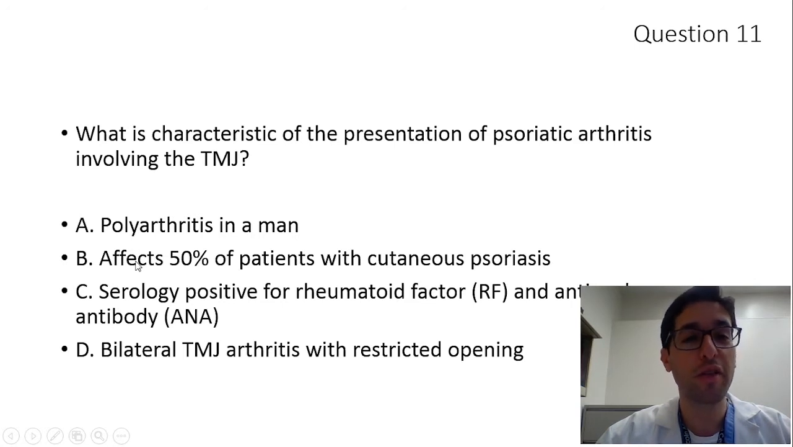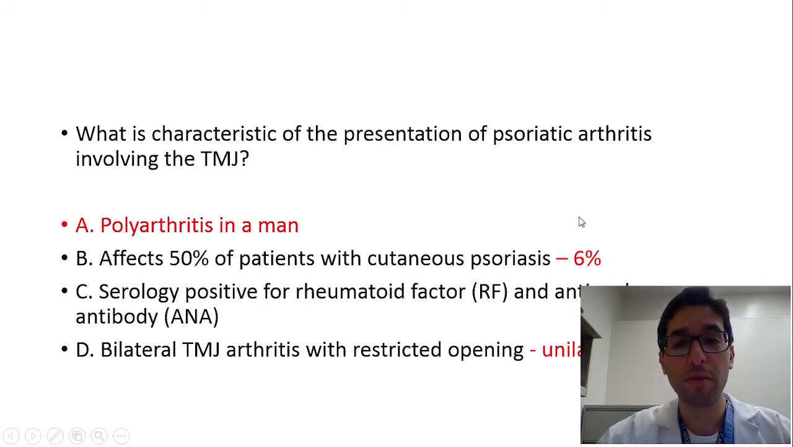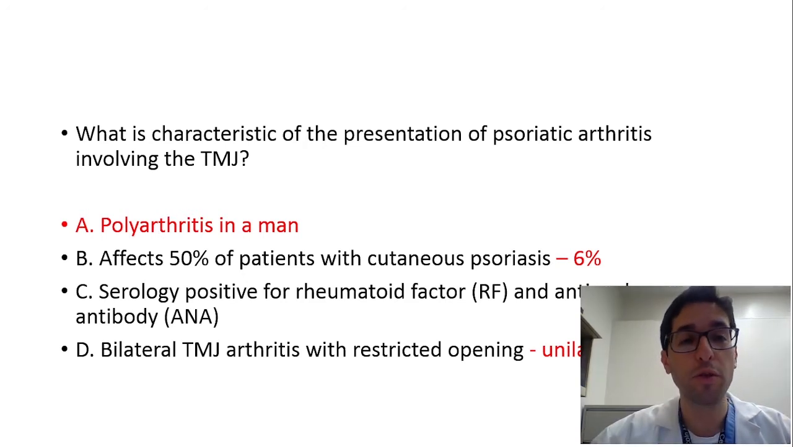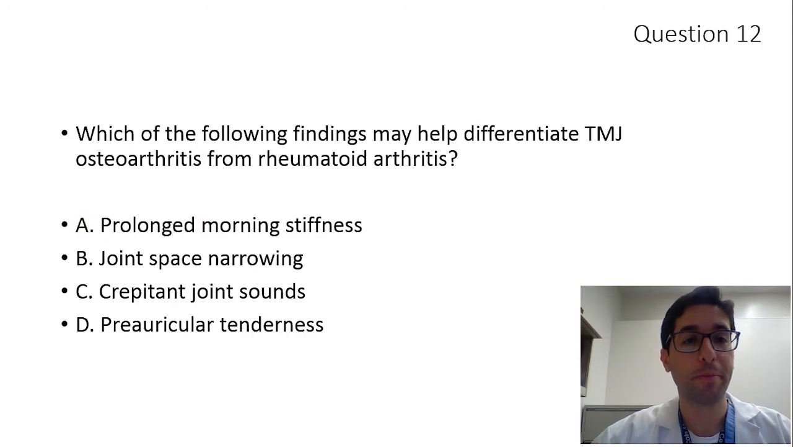B is completely to throw you off and maybe seems right if you're not familiar with that, but the right answer is polyarthritis in a man. So, like I said before, it's only 6% with cutaneous, so that was clearly to throw us off. And then D also was a little bit to throw us off because it's not bilateral, it tends to be unilateral. It tends to be polyarthritis, so it affects different joints throughout your body, but when it comes to your TMJ, it tends to affect only one unilateral TMJ.